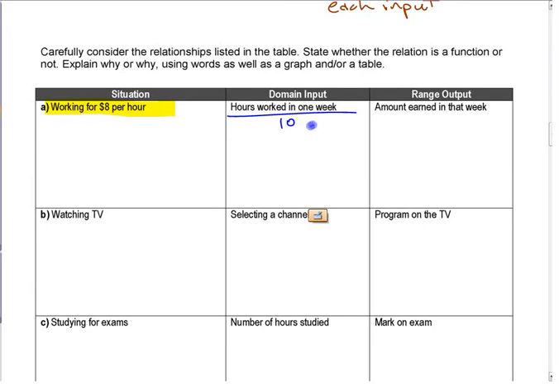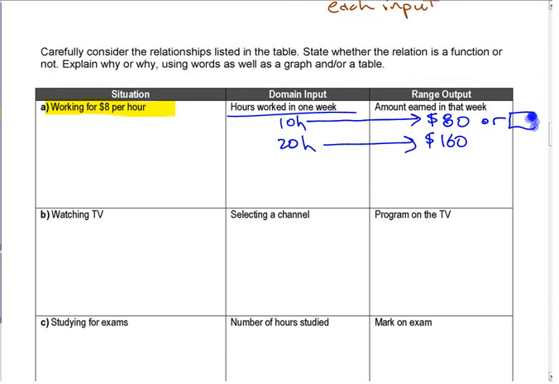This first one. If you worked, let's say 10 hours in a week, how much are you going to make that week? 10 hours gives you $80, right? 20 hours, how much is that going to give you? 20 times 8, 160. Is it going to come up where you get $80 or some other number here?